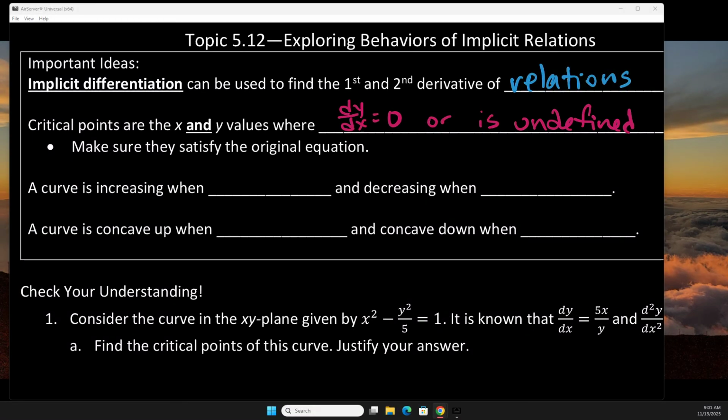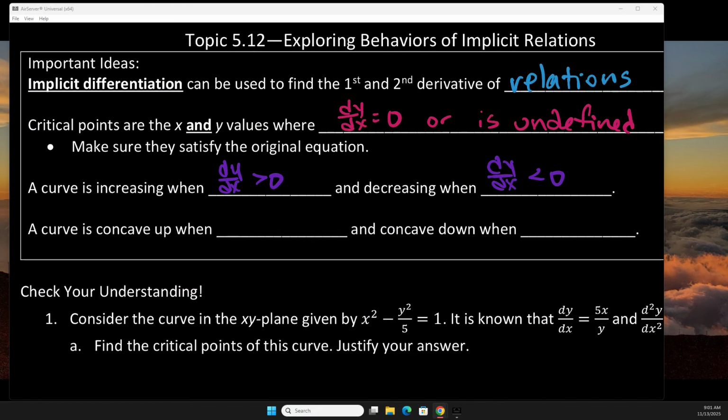All right, and what is a critical number a potential for? Potential relative maximum. Very good. So we are going to talk about that today, relative extrema. Okay, and then we're also going to talk about when a curve is increasing and decreasing. So do we use the first or second derivative to make that decision? First derivative. So dy over dx is positive, we'll have increasing, greater than 0.